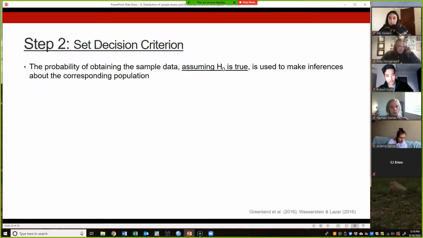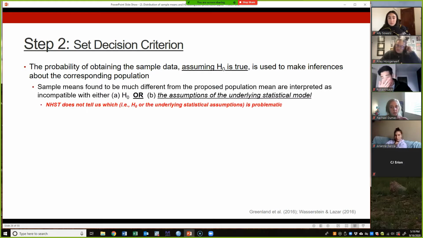And this is completely determined by me, okay? If I start to find sample means that are much different from the proposed population mean, I can interpret this in a couple of different ways. These data are incompatible with my model, because my model assumes a mean value in the population of 80.